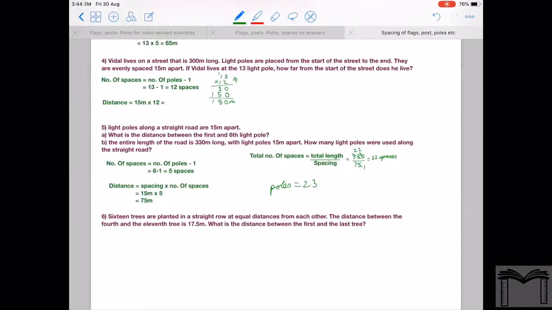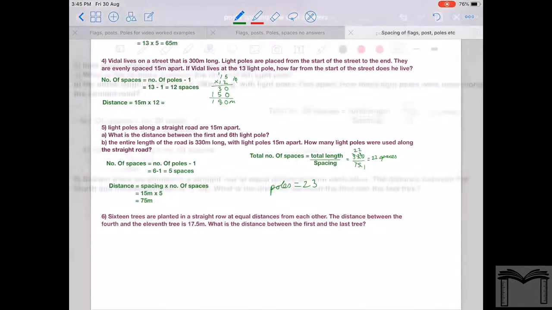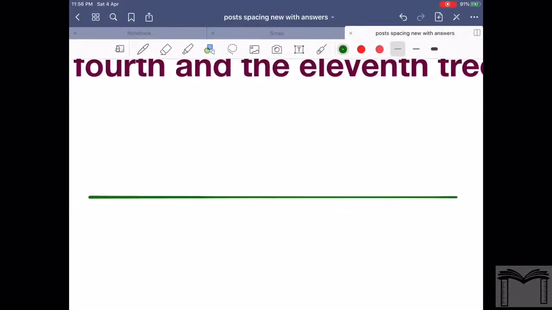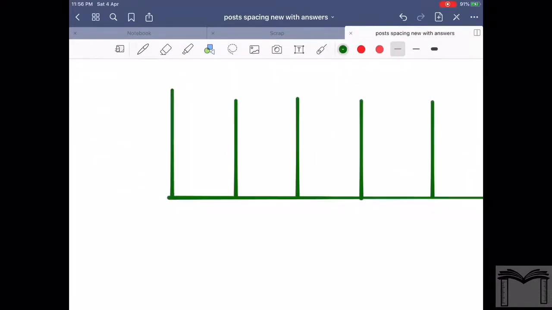Number 6. 16 trees are planted in a straight row at equal distances from each other. The distance between the 4th and the 11th tree is 17.5 meters. What is the distance between the 1st and the last tree? They told us that the distance between the 4th and the 11th tree is 17.5 meters. So we will make a quick sketch to illustrate this. We will draw from the 4th to the 11th tree and count how many spaces there are.